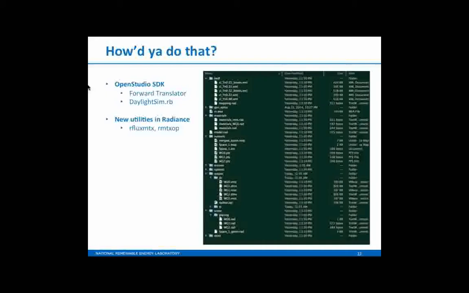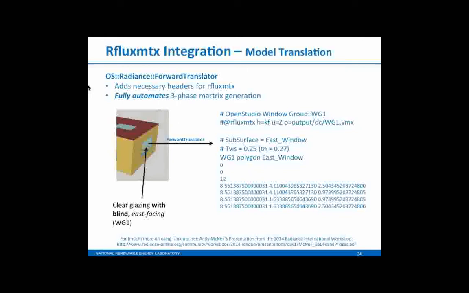Real quick, this is a screenshot of the same model again. Here's the skylights. Here's the east window. This again is what the forward translator does automatically for you. It found that this is a unique polygon. It's got a unique orientation, unique visible light transmittance. It belongs to a specific space. Therefore, it goes into its own window group and window group file. And this is what the input to Radiance looks like.